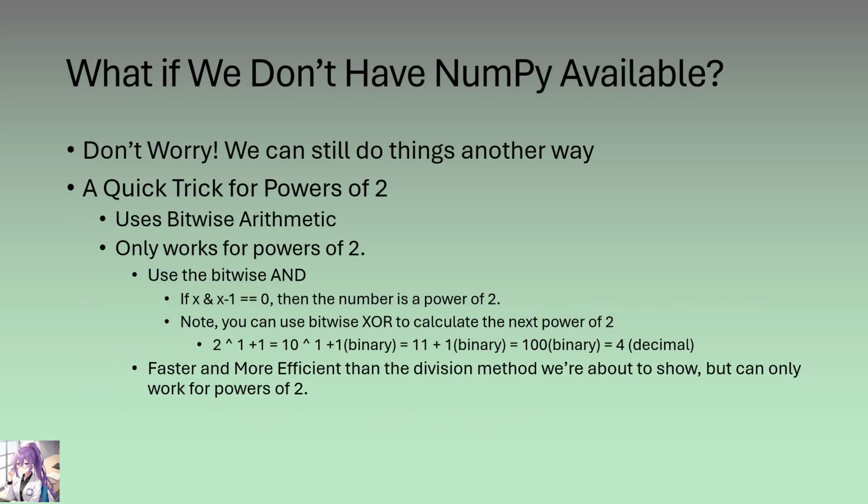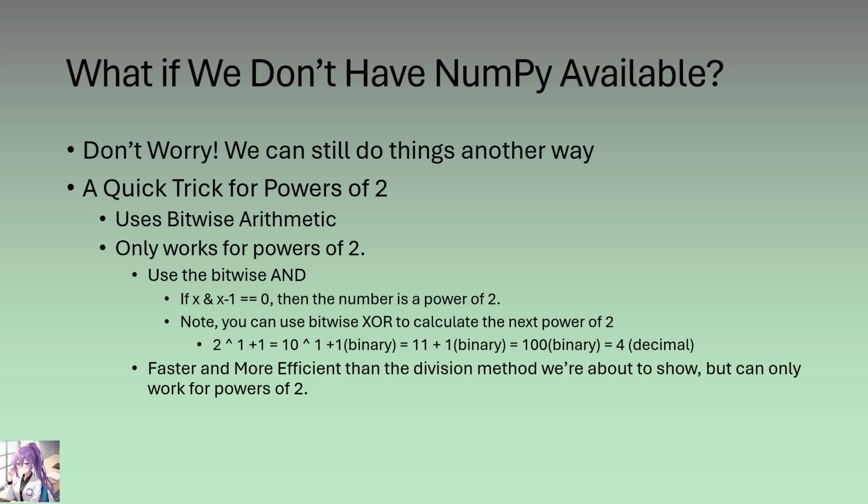So what are we going to do if we don't have NumPy available? Well, we could install NumPy. It's just a quick pip install numpy, or install a JavaScript precision math library using the npm package manager if we're using Node.js. But what we're going to do instead, if we're worried about a power of 2, is use a bitwise arithmetic trick. And we're going to use the bitwise AND.